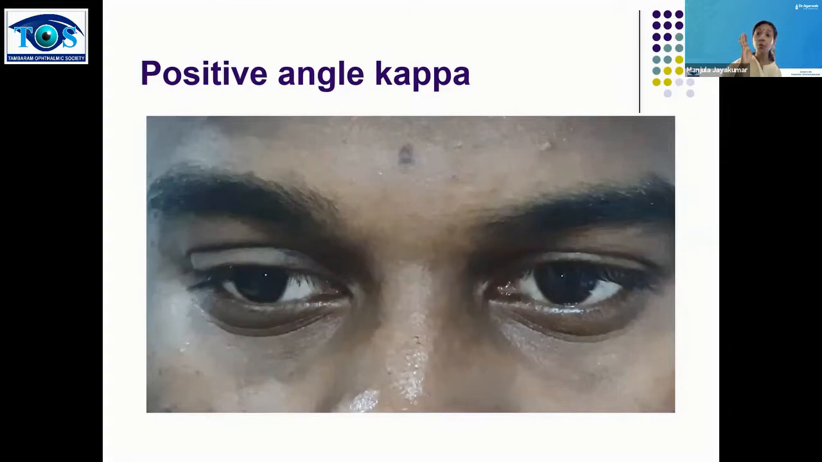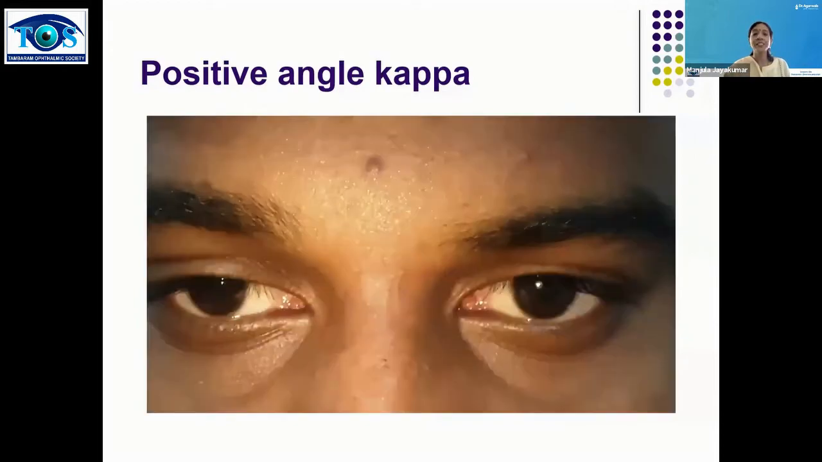You can have unilateral also. Please remember, these things need not be symmetrically present. You can have a positive angle kappa in just one eye also. So do a cover test, shine your light and see for the positive or negative angle kappa, whatever it may be, as was demonstrated.